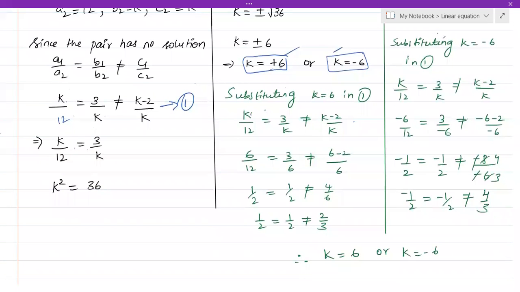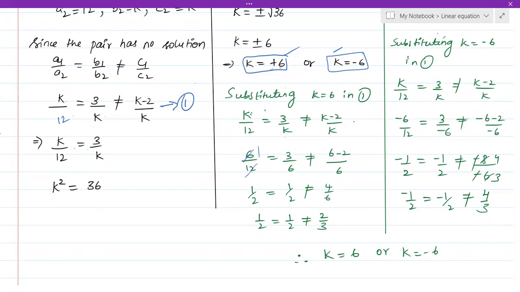So wherever k is there, I'm substituting 6. If you observe, what is the condition? The condition says the first two ratios should be equal: A1 by A2 and B1 by B2 should be equal. The last one, C1 by C2, should not be equal to the other two. As you can see, I've substituted the k value as 6 by 12.